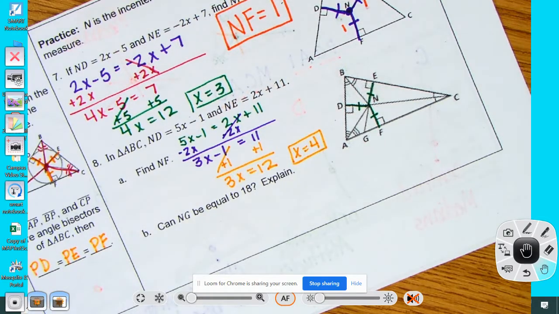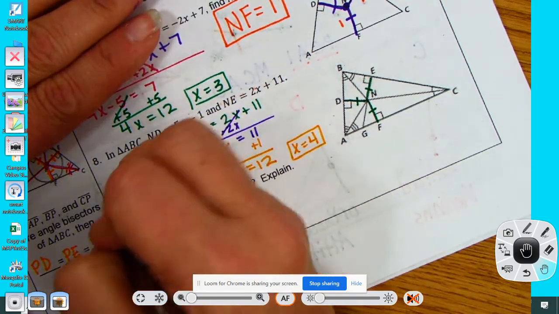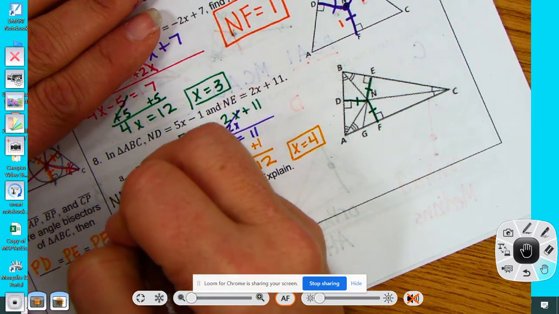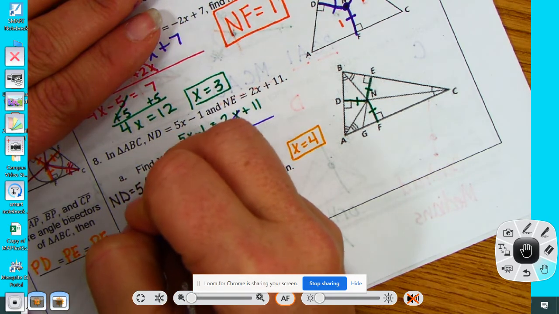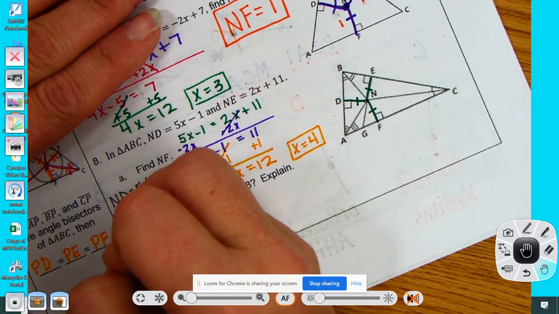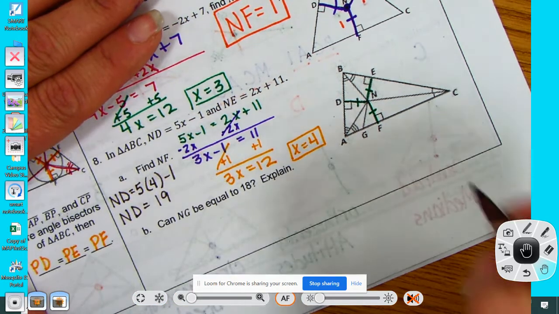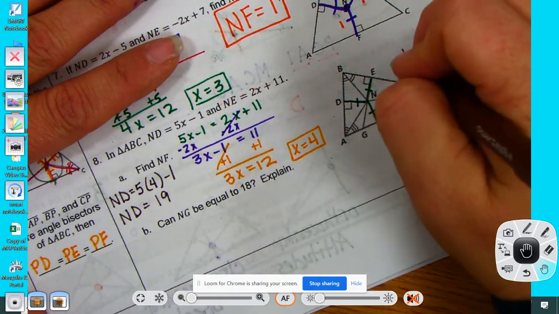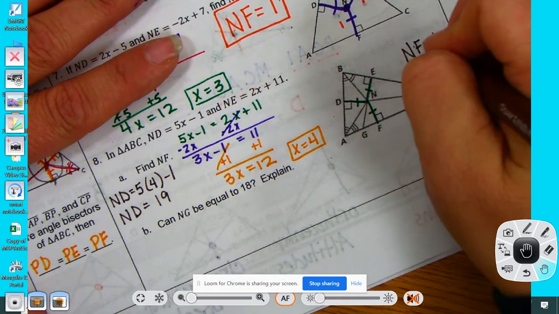So if x is 4, ND is 5 times 4 minus 1, which is 19. So if ND is 19, then NF is also 19.